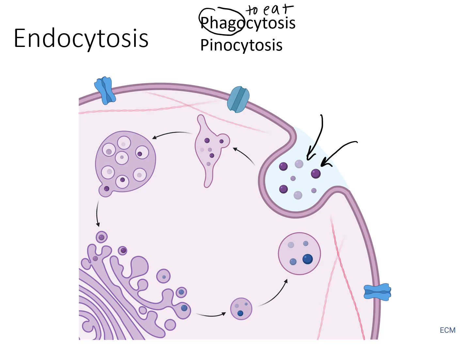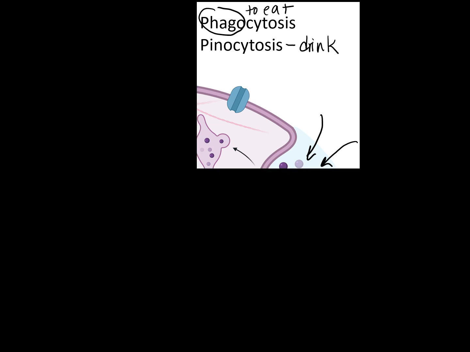There are also cells that drink the interstitial fluid, and those cells are called pinocytes. And that's because they like to drink Pinot Noir wine. Kidding. The cells that usually drink interstitial fluids are called dendritic cells.